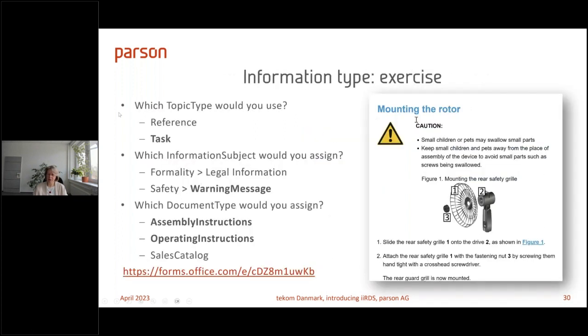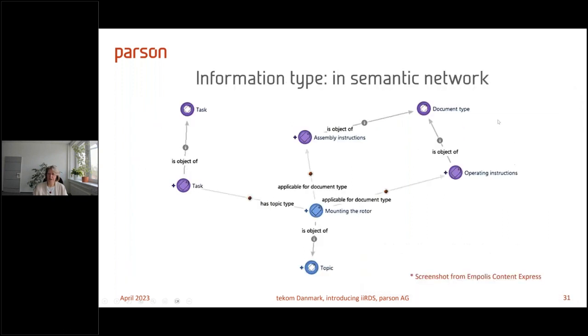If you organize information in this way in a semantic network, this is how it would look in an application. This is from Empolis Content Express. I just wanted to show you so that you get a more visual image of the network of information that is the result of using this metadata. And databases like PoolParty and Content Express are actually able to visualize this as a network. So here we have our topic, mounting the rotor, which is a topic, and of type task, and which is applicable for specific document types.